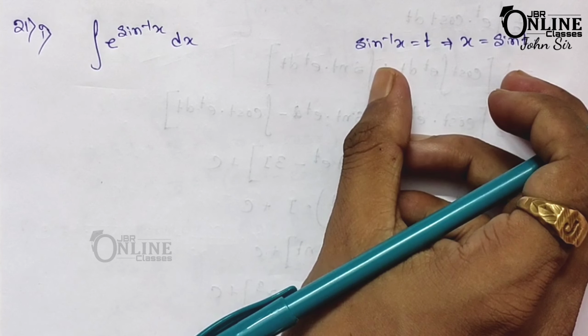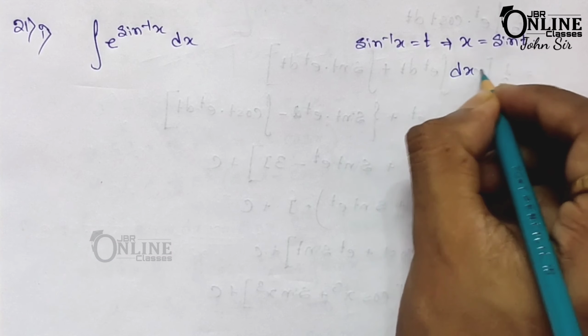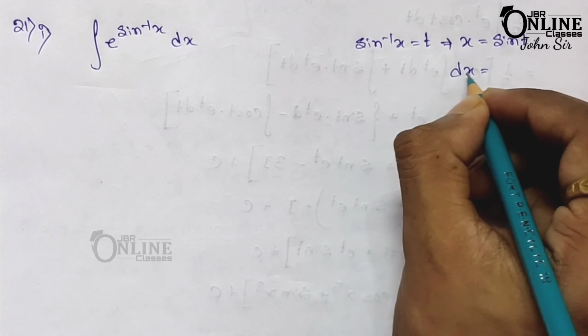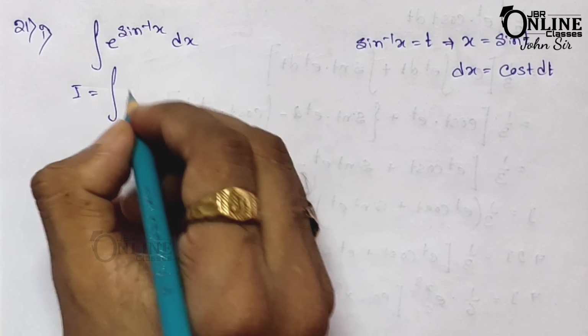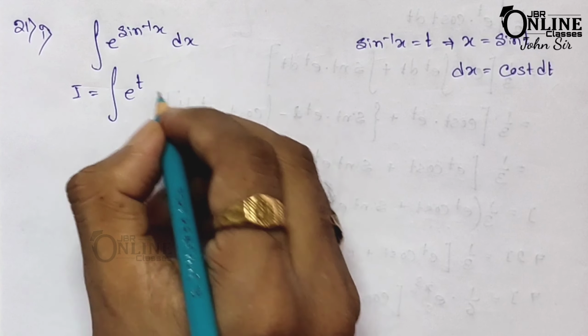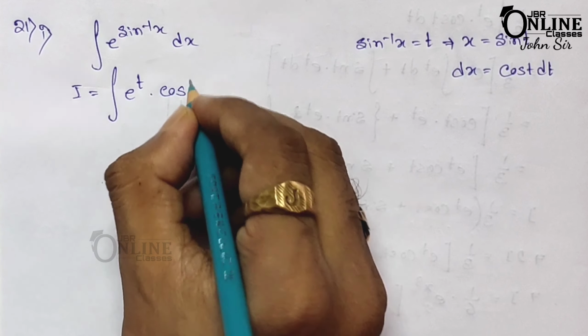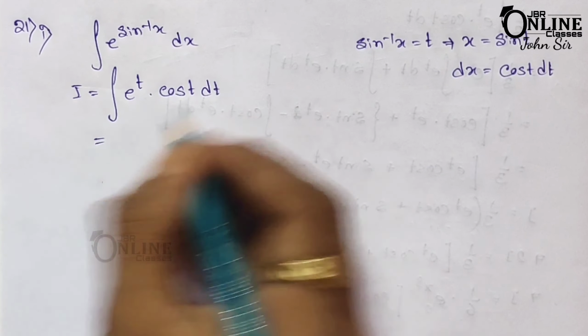Okay, x equal to sin t. Now the derivative of this one, dx equal to cos t dt. So here I equal to integration e to the power t, and instead of dx, that equal to cos t dt. So now it's very easy.